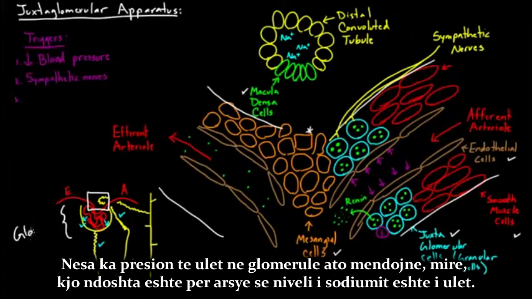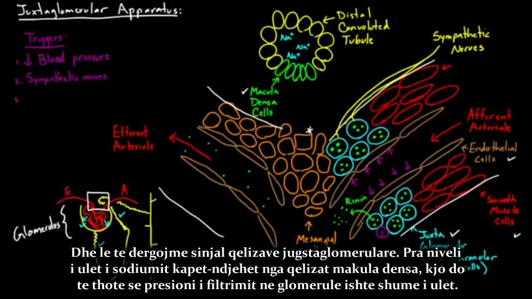Remember, this is our glomerulus right here. If there's low pressure in the glomerulus, they think, okay, well, that's probably the reason our sodium levels are low, and let's send a signal out to the juxtaglomerular cell. So low sodium picked up by the macula densa means that the filtration pressure in the glomerulus was too low.